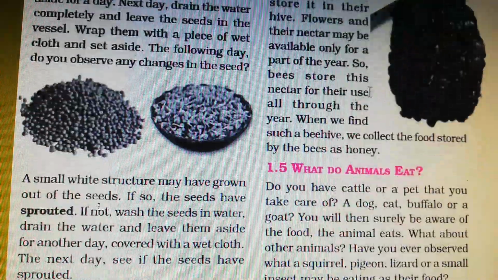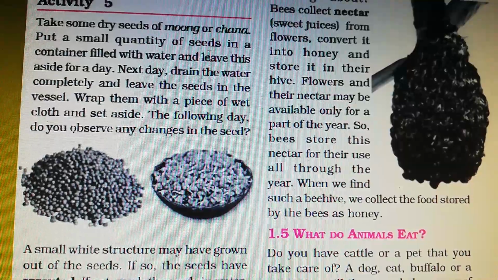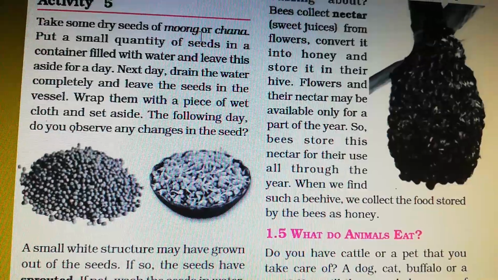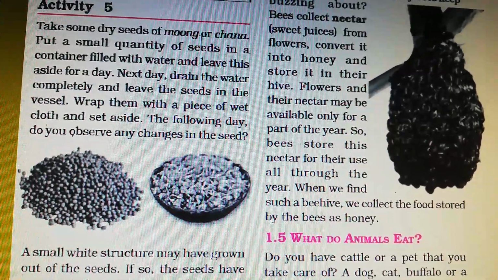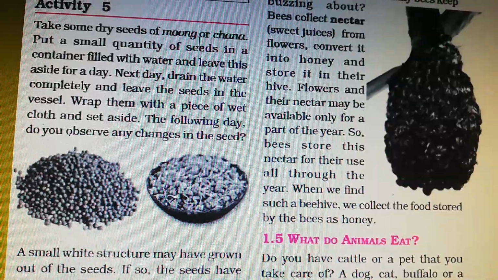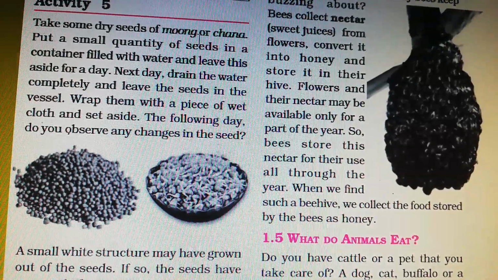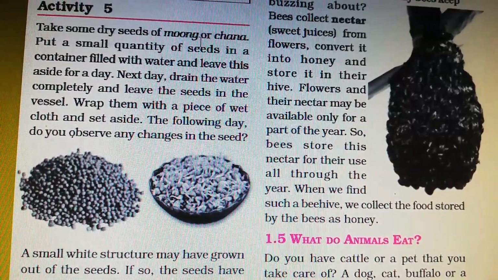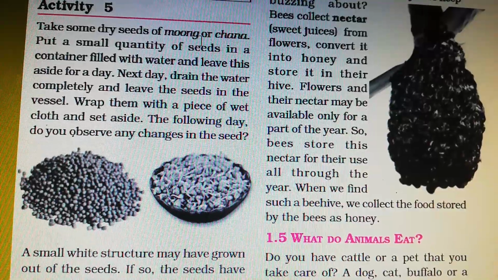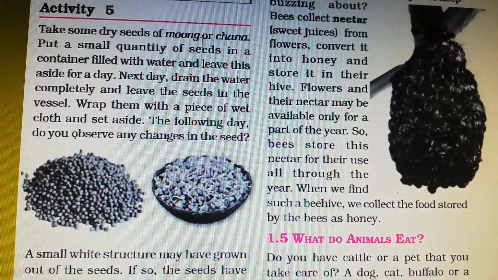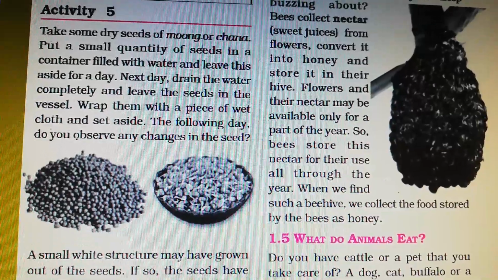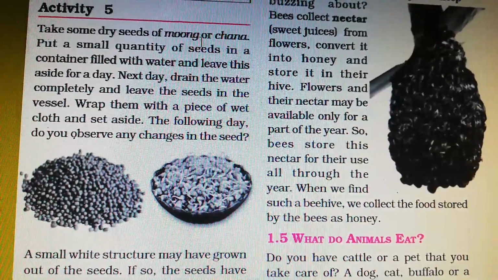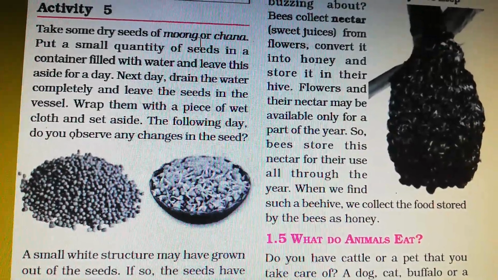Next, activity 5. In activity 5, you have to take moong dal or chana dal and put the seeds in a container filled with water, and leave it aside for a day. Next day, you have to drain the water completely and leave the seeds in the vessel. Then you have to wrap the seeds in a wet cloth. Next day, what do you observe? You will observe that the moong dal as well as the chana dal has sprouted.